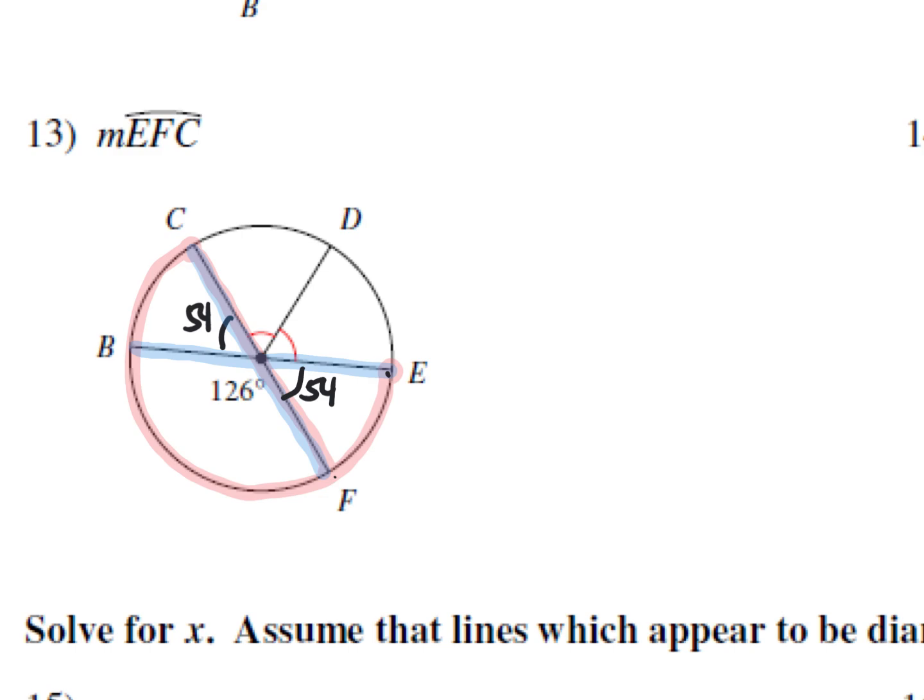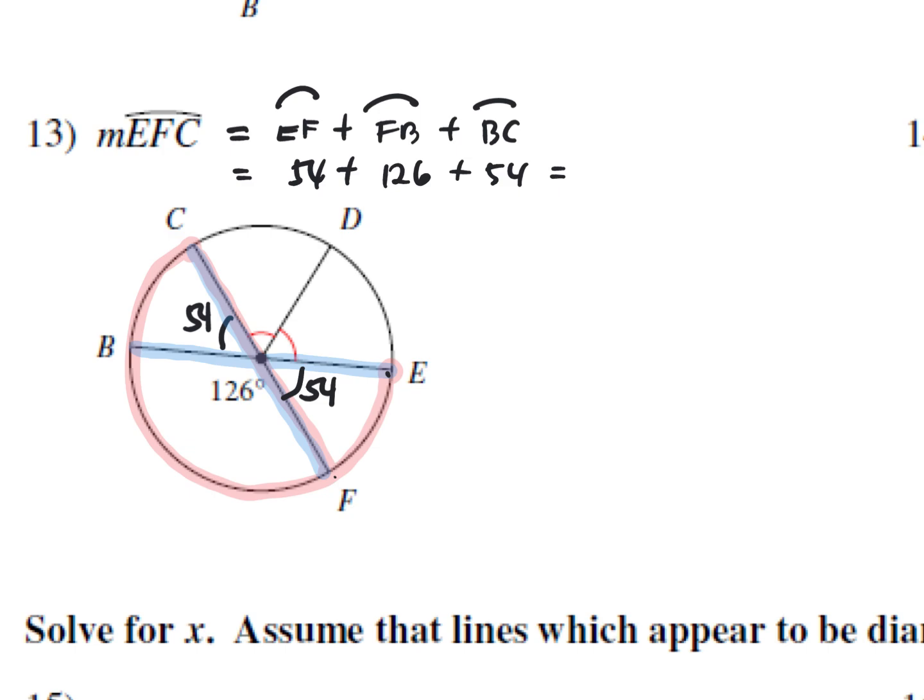EFC, arc EFC. So here the measurement of arc EFC is going to be starting from the arc of EF plus the arc FB plus the arc BC. Okay, which is now here your EF is going to be 54, your FB is 126, and then plus 54. So 126 plus 54 plus 54 is actually going to give you 234 degrees. So that's how you're going to find it.